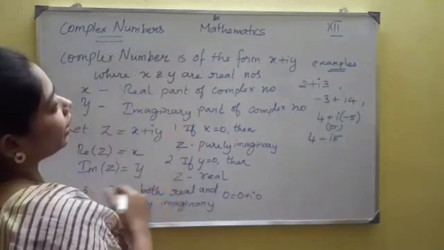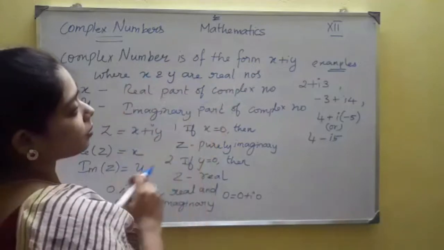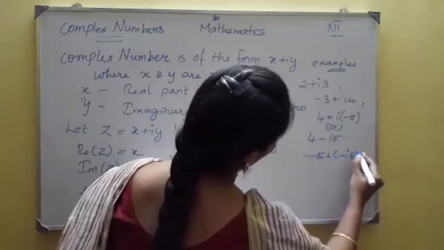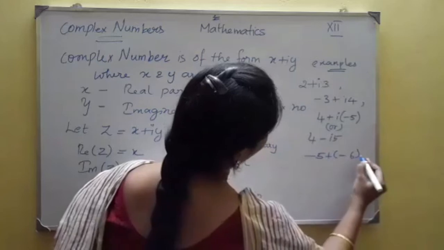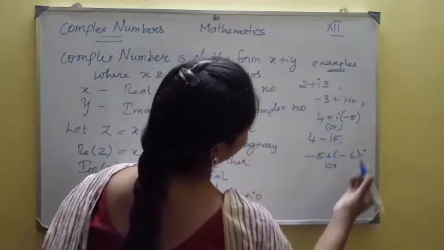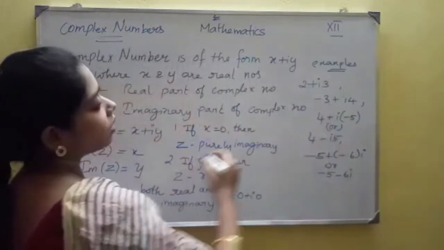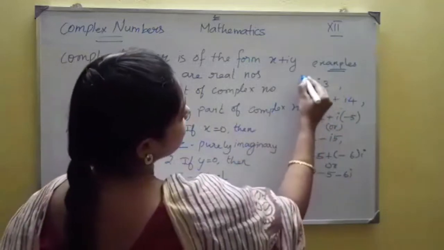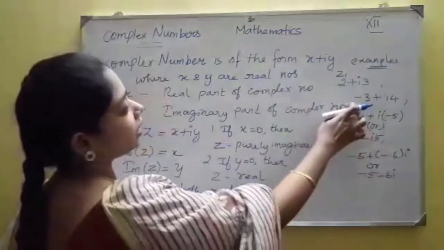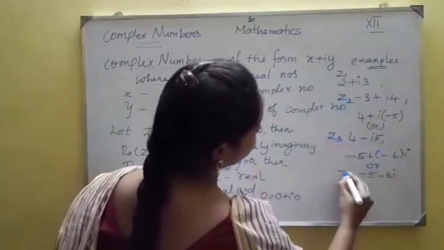And if you are considering minus 5 and minus 6 as your real numbers, then your complex number is minus 5 plus i times minus 6, or else minus 5 minus i6. Now I am letting these to be Z1, Z2, Z3 and Z4.